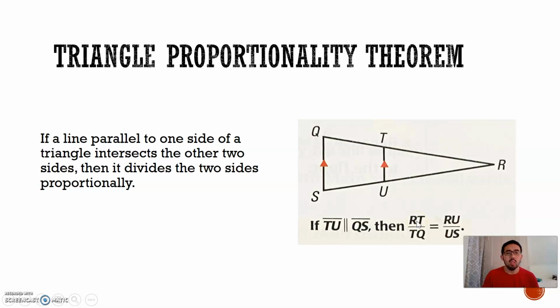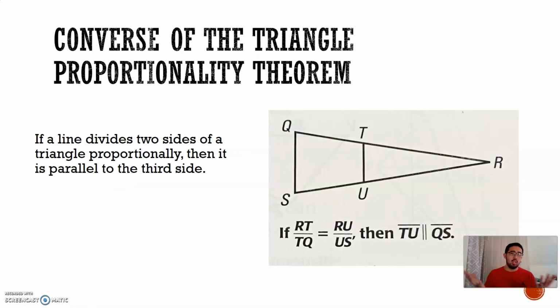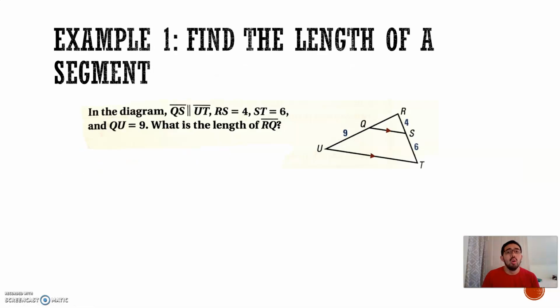Okay? The converse of this is also true, right? If you're given a line that is drawn, right, TU, like let's say they don't tell you it's parallel, okay? And you know that RU over US is equal to RT over TQ, then you can say that TU is parallel to QS, okay?